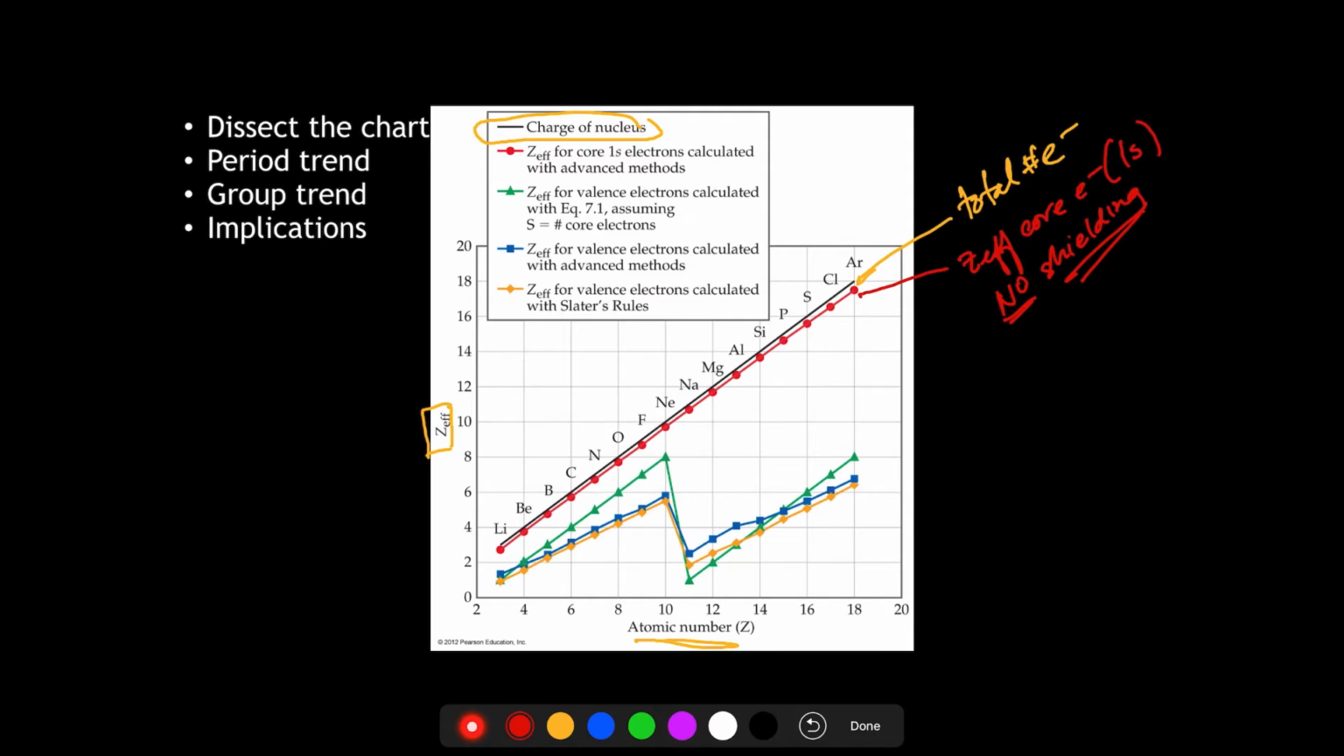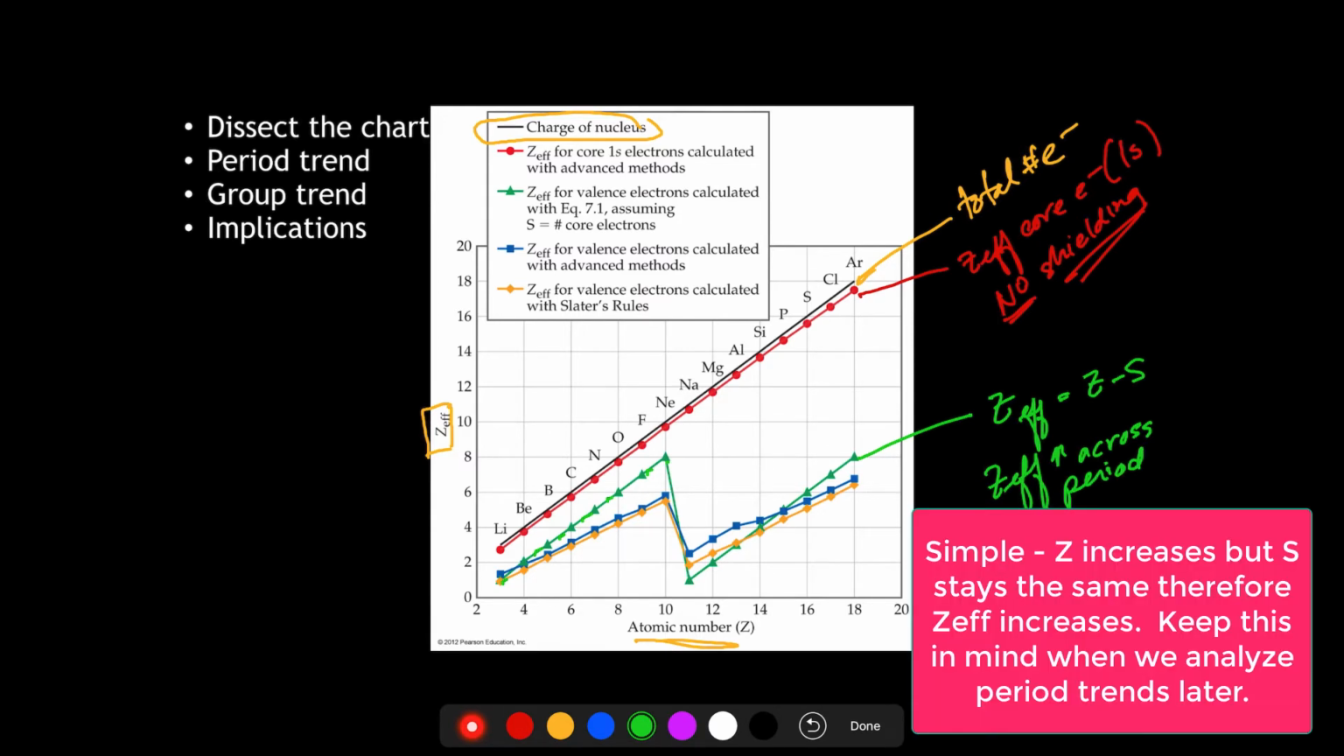Okay, so then that brings us to this set down here. This green one is the one that says Z effective is equal to Z minus S. And these are other approximations down there. And so you'll see here what we get is that we go up, up, up, up, up across the period. So we could say that Z effective increases across the period. Okay, and why does that make sense?